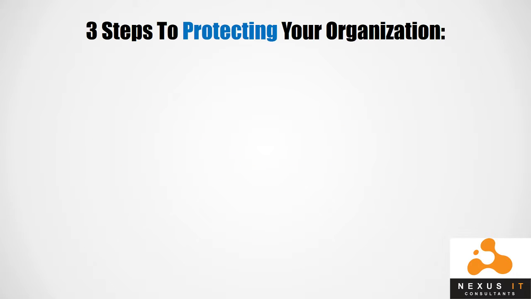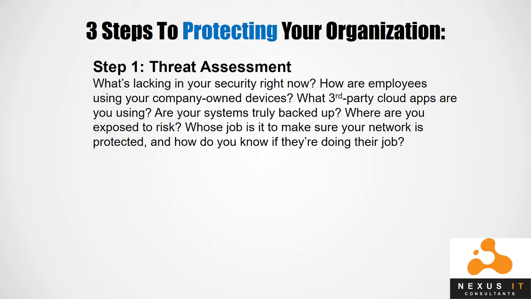There really are three major steps to getting your security landscape in order. Step one is threat assessment. Have someone come in and do a thorough audit and take a look at your current landscape. What's lacking? Are there any employees bringing their own devices into your company? Are you using third-party apps that don't have good and thorough security and permissions? These are all questions that can be addressed in a thorough audit.